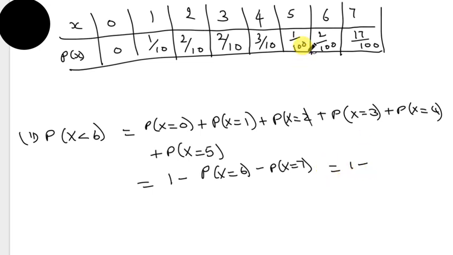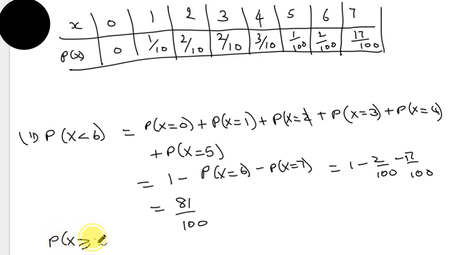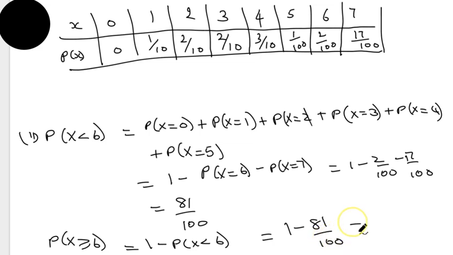So this will be 1 minus 2 by 100 minus 7 by 100. So 2 plus 9... just look at this, 17 by 100. So 2 plus 17 is 19 by 100. So this value is going to be 81 by 100. Next, I need to find the probability of x greater than or equal to 6. This is 1 minus the probability of x strictly less than 6. So this is 1 minus 81 by 100. The value is again 19 by 100. So we have got both these probabilities.